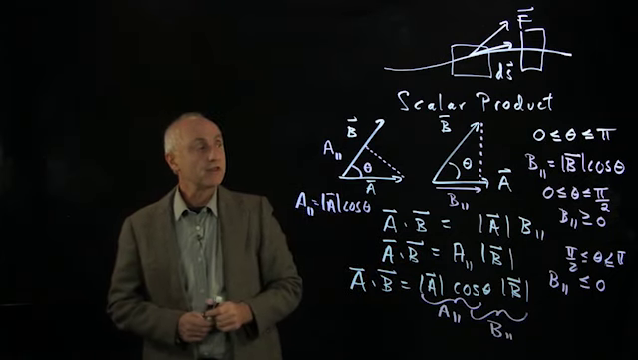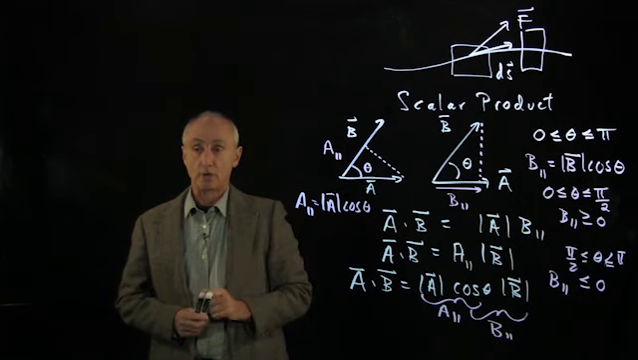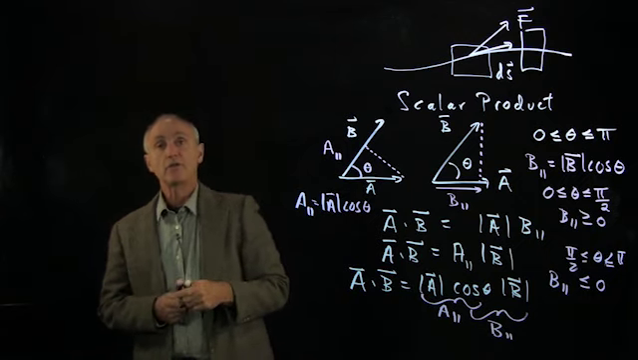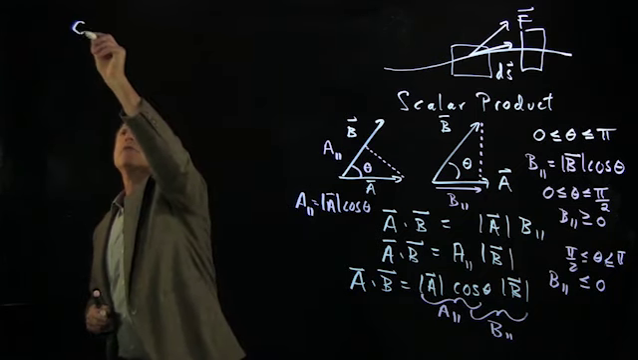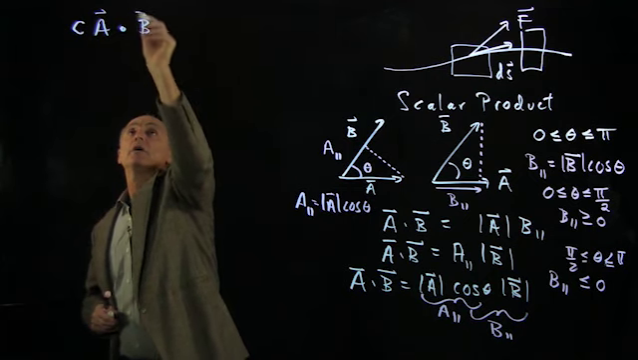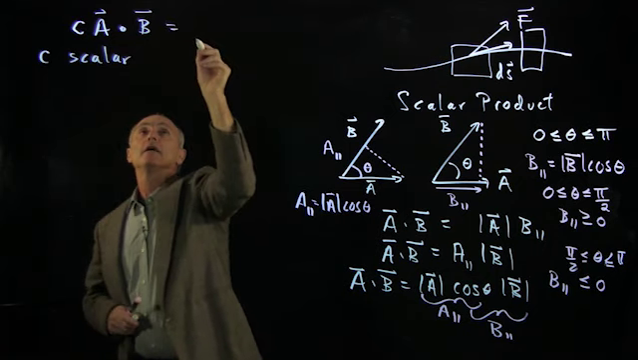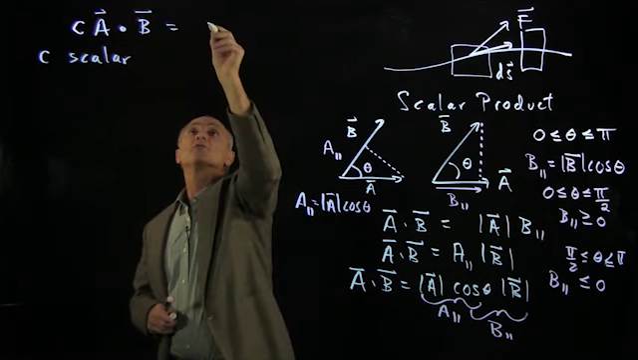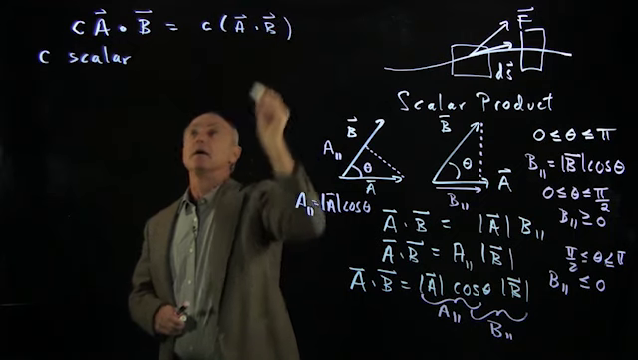Now, one thing that we want to consider are two important rules for dot products. And they're the following: that if we take a vector A and multiply it by a quantity C, where C is a scalar quantity, and dot it into B, then this is equal to C times A dot B.